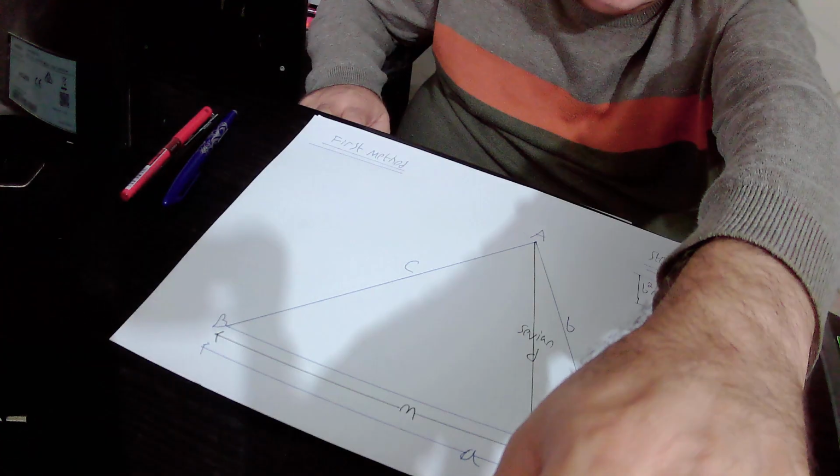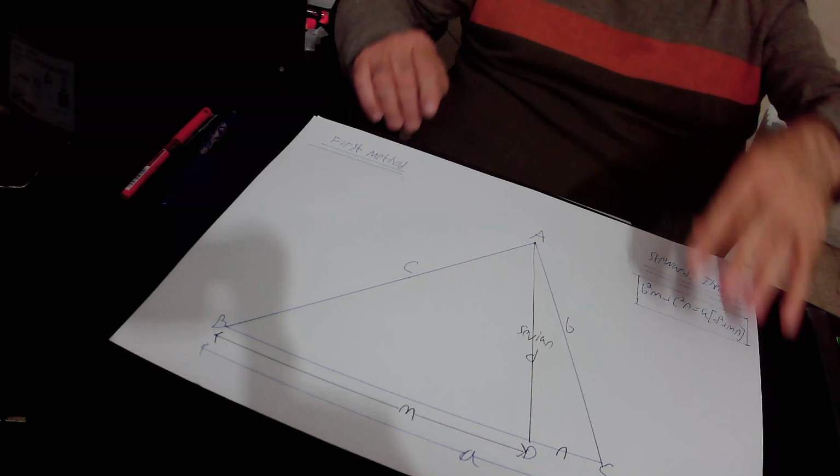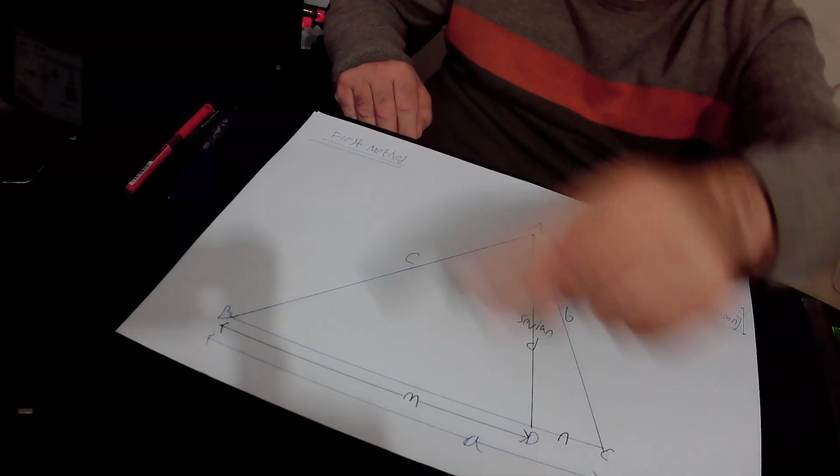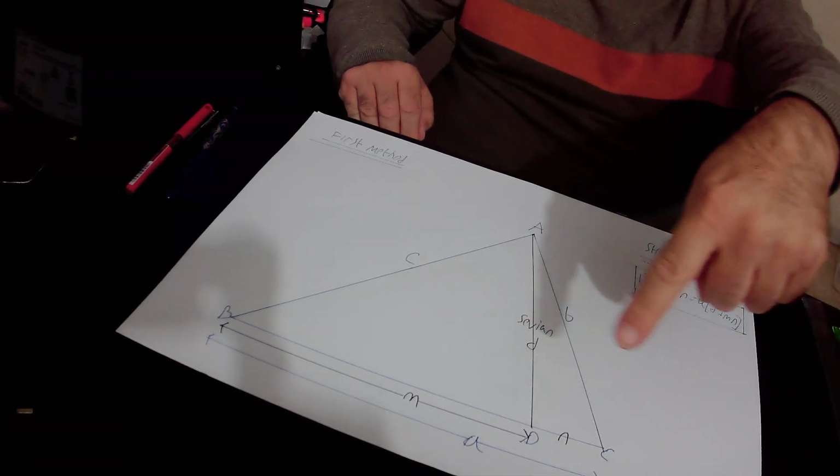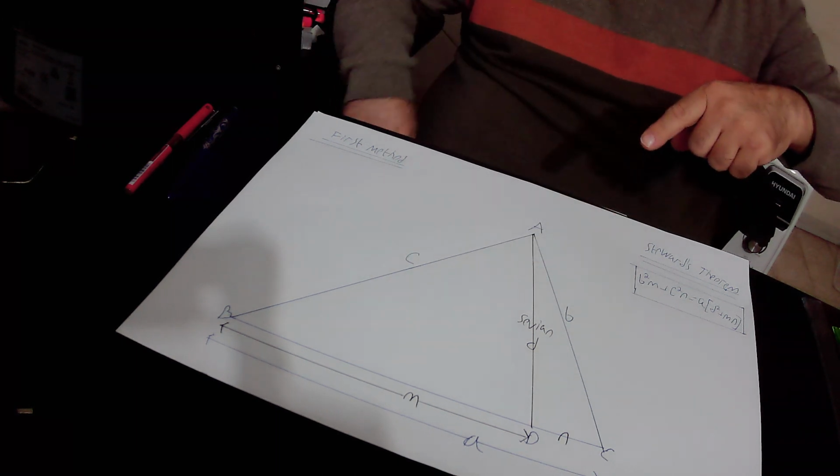Hello, in this lecture we will prove Stewart's theorem in two different methods. In a nutshell, Stewart's theorem yields the relation between the lengths of the sides in the triangle and the length of its cevian. So, in the drawing we have triangle ABC. This is triangle ABC.